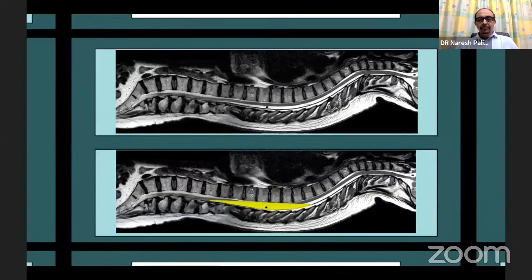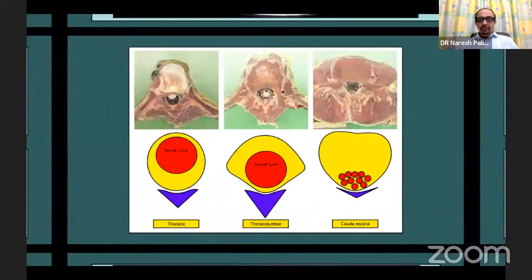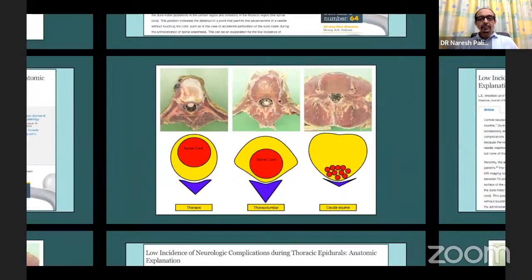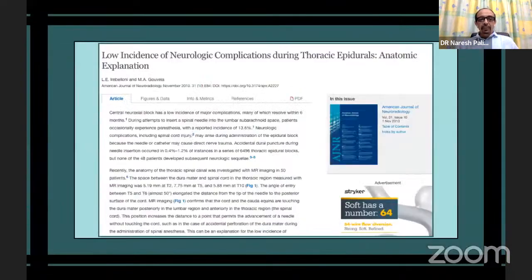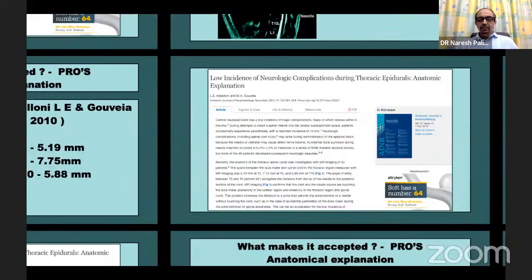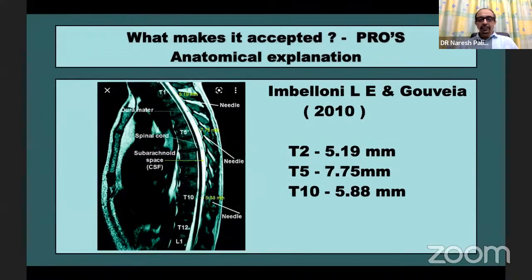This is the position of the spinal cord at various levels: thoracic, thoracolumbar, and cauda equina levels. Imbelloni and Gouveia did a study on the low incidence of neurological complications during thoracic epidurals, and they measured the exact distance at various levels, T2, T5, and T10. They found the distance to be around 5.19 millimeters at T2, 7.75 millimeters at T5, and 5.88 millimeters at T10, a distance sufficient to introduce a spinal needle.